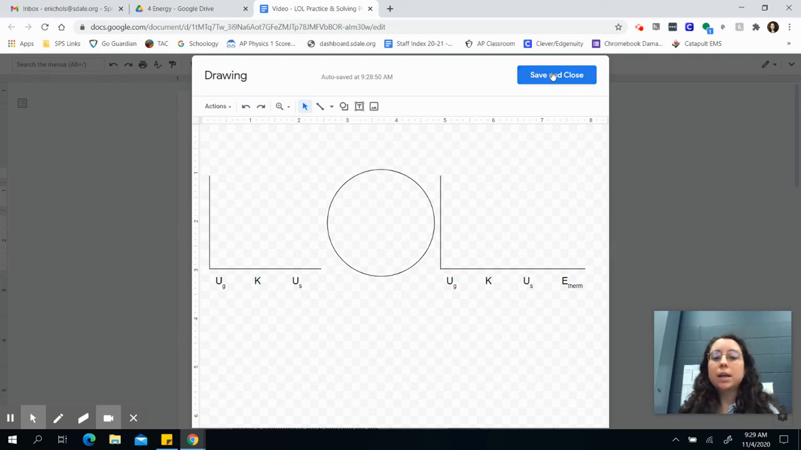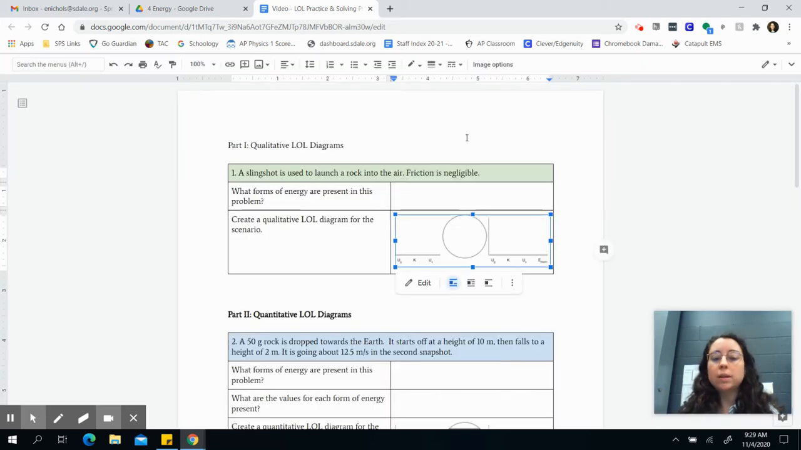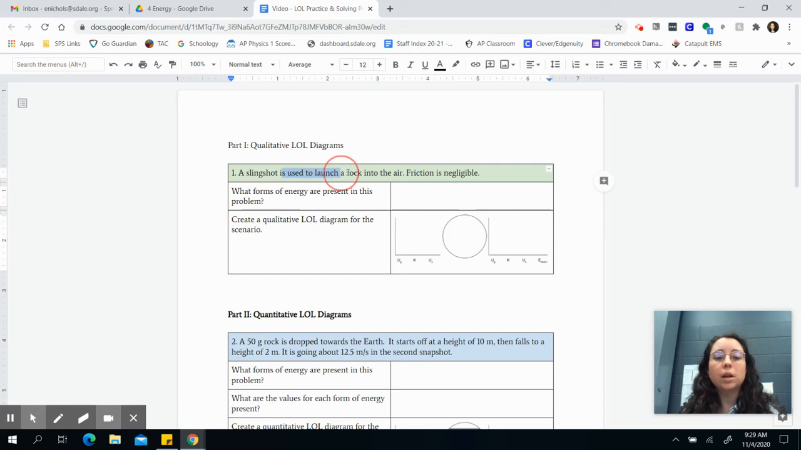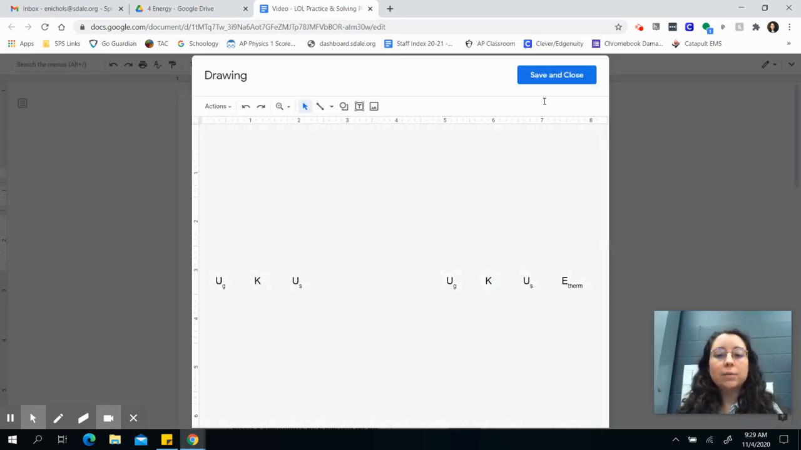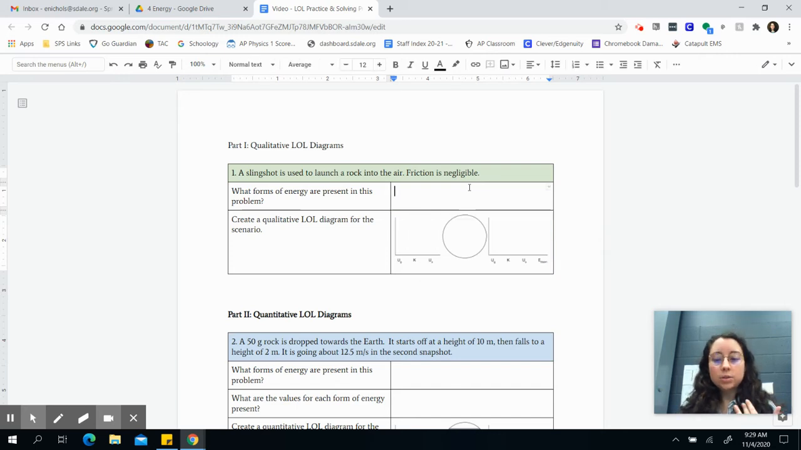So I've got a fake scenario here just to show you, and that is a slingshot is used to launch a rocket into the air. Friction is negligible. Cool. So a slingshot launched a rocket in the air. If I'm going to visualize that, we'll just write it out first. I know that since there's a slingshot, that is an elastic material, like a rubber that stretches. So that means I'm definitely going to have some spring potential energy.